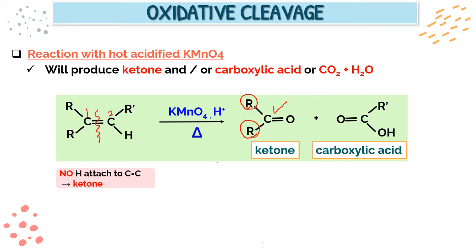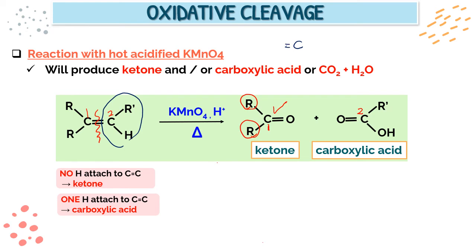But what happened at carbon number 2? This is carbon number 1. This is actually your carbon number 2. For carbon number 2, when you have one hydrogen attached to the carbon-carbon double bond, it will become a carboxylic acid. Why? We're going to focus on this one. When the bond breaks, you will get a carbon double bond O over here, with R and then H. At first, we will get an aldehyde.